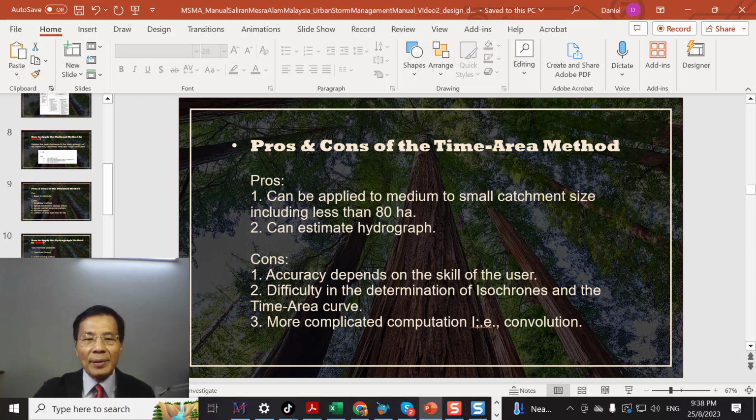The cons are the accuracy depends on the skill of the user. There's difficulty in the determination of isochrone and the time area curve. For many users, they find it difficult to determine these two. And the computation is more complicated as it involves the convolution process. So the time area method is considered a design method.